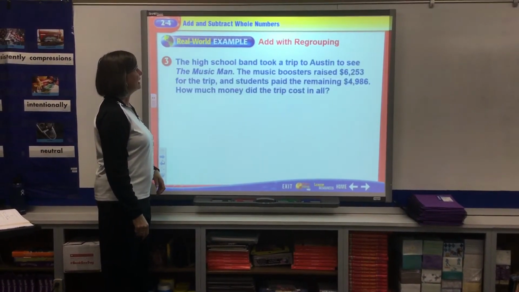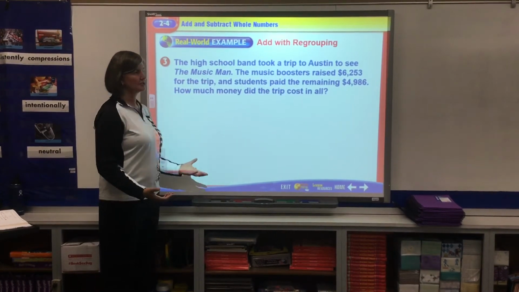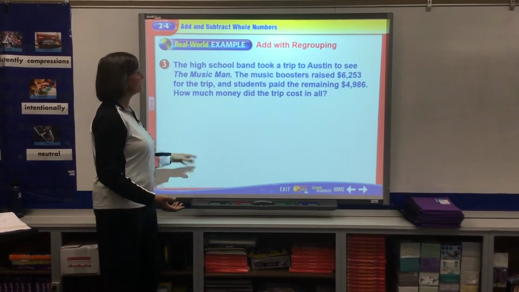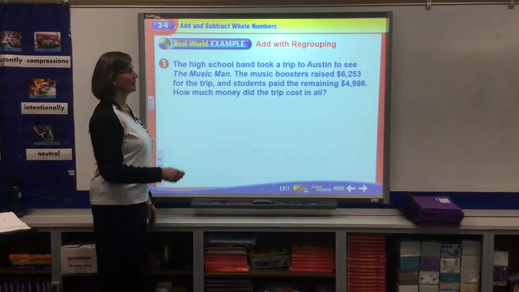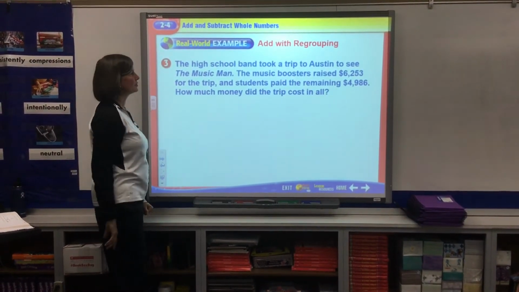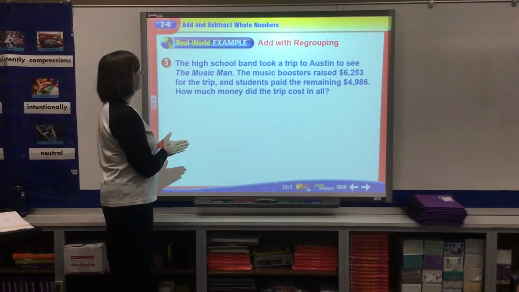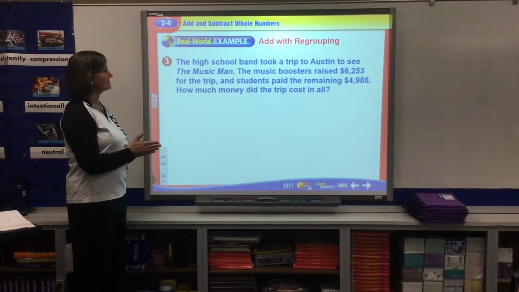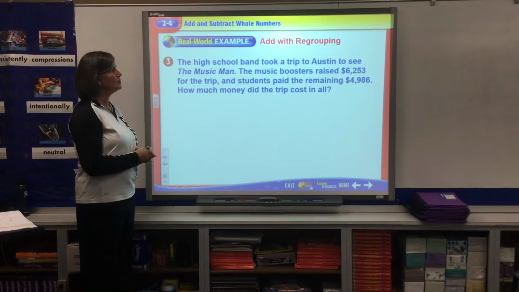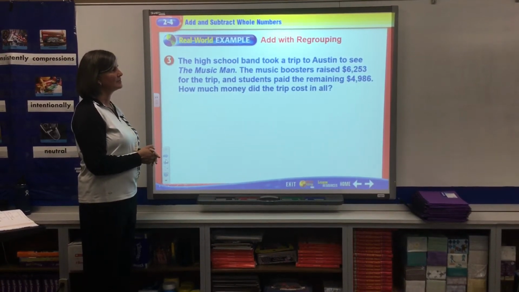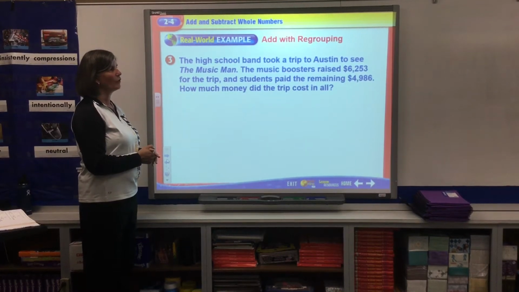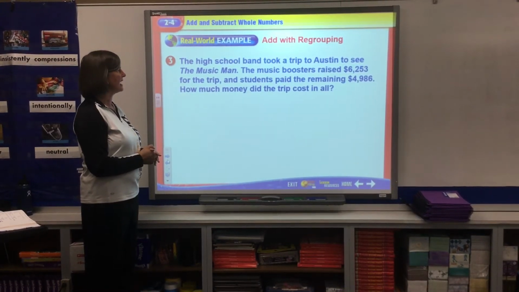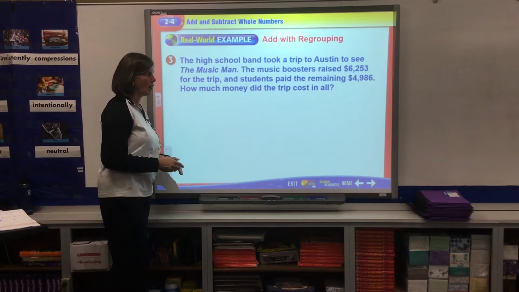Now, we can apply this to story problems. And if we look at the title up here, we're going to be doing a little bit of regrouping. We're probably going to have to carry some. And so we're going to talk about how we do that. The high school band took a trip to Austin to see the Music Man. The Music Boosters raised $6,253 for the trip, and the students paid the remaining $4,986. How much money did the trip cost in all?